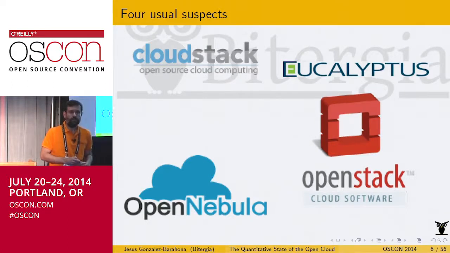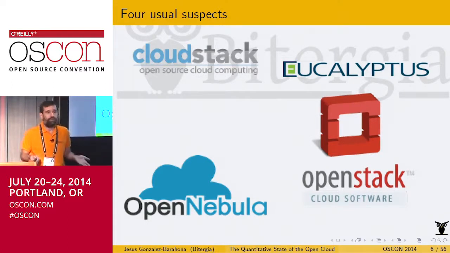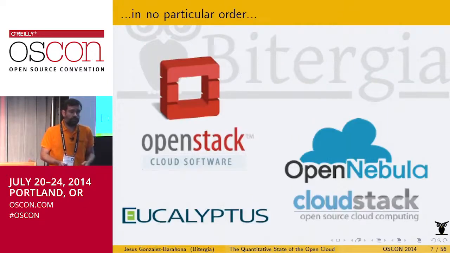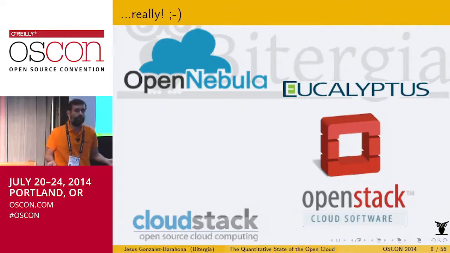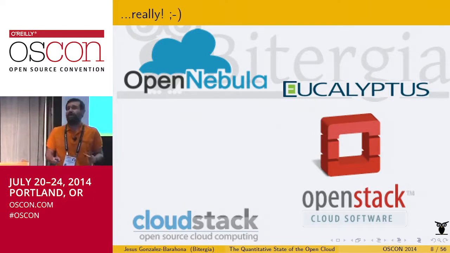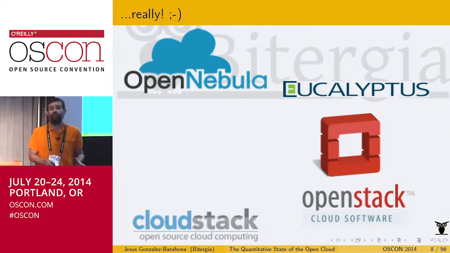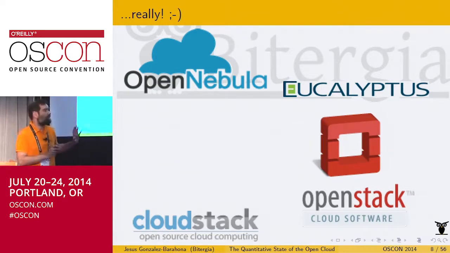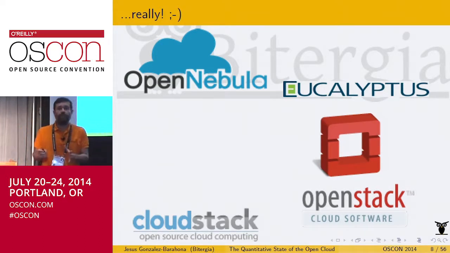Well, these are the projects I'm going to talk about. These are probably the four largest or well-known or more popular open cloud projects right now when we're talking about infrastructure. No particular order, really no particular order, so the idea is just to show information about them. This is not exactly a comparison, so all of them are different. And really, you cannot compare them on a one-by-one basis. So the idea is to try to explain how they are.